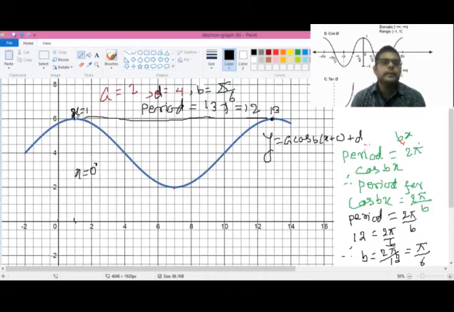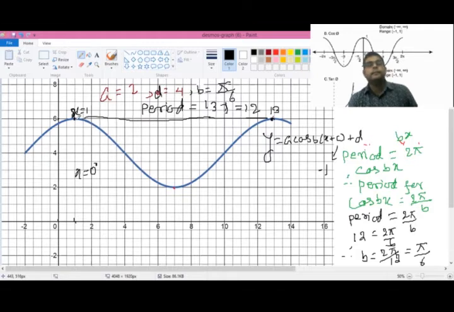That means if this point would be over here, then this graph looks as if it is shifted 1 unit right about the y-axis. So 1 unit right about the y-axis means, by the law of transformation, the value of c must be -1. Why -1? Because it has shifted 1 unit to the right.